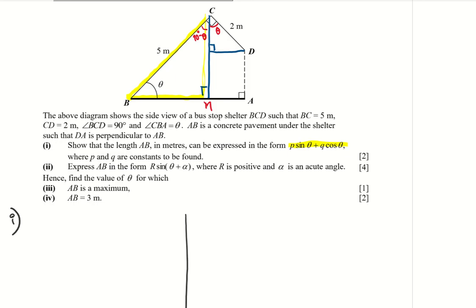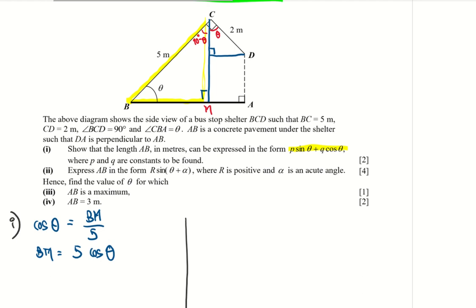So I'm going to take a look at the triangle in yellow first, as BM is part of the length BA. So I'm going to make use of trigo ratio. Cosine theta is equal to BM over 5, which is the adjacent side over the hypotenuse. Then I'll express BM as 5 cosine theta.